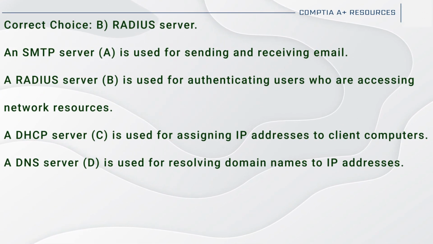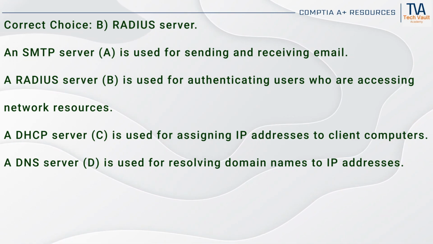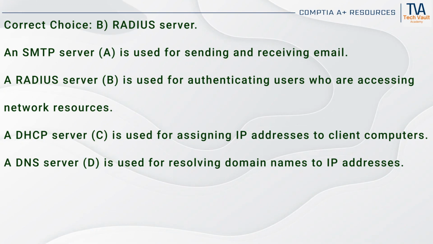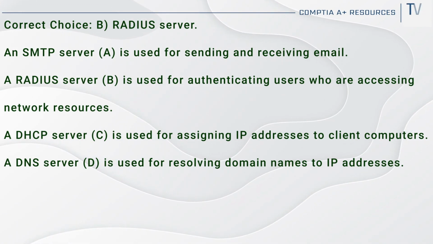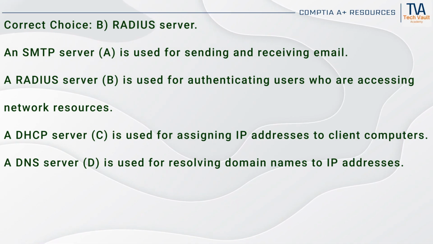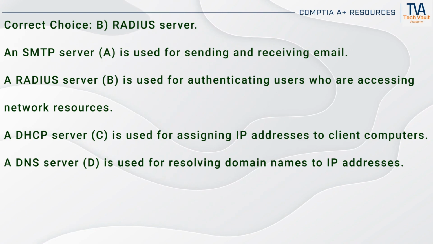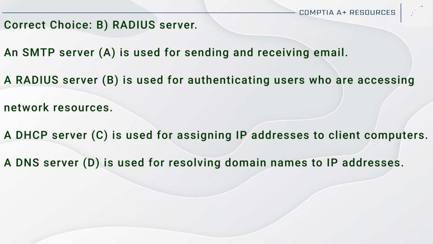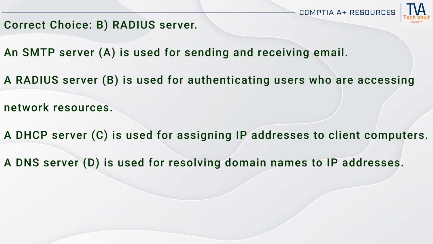Correct choice, B, Radius server. An SMTP server, A, is used for sending and receiving email. A Radius server, B, is used for authenticating users who are accessing network resources. A DHCP server, C, is used for assigning IP addresses to client computers. A DNS server, D, is used for resolving domain names to IP addresses.